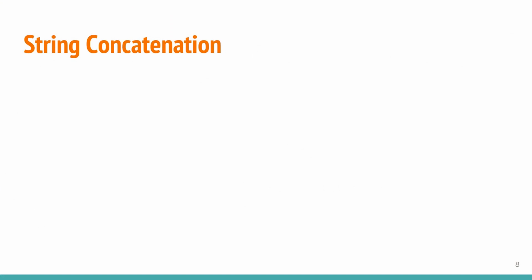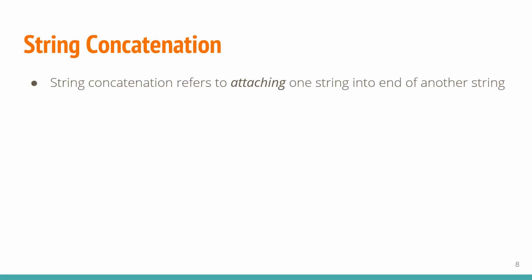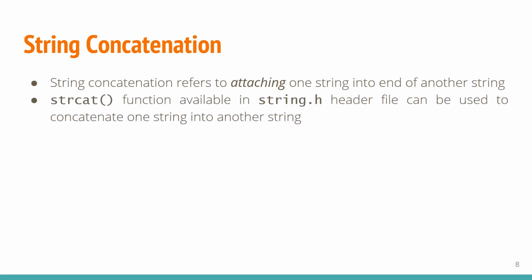Next, we will see what we mean by string concatenation. String concatenation refers to attaching or adding one string to the end of another string. What's the difference between string concatenation and string copy? In string copy, we copy the entire content of the first string into the second. However, in string concatenation, we are attaching one string to the end of another string. There is one built-in function called strcat, which is available again in the string.h header file, which can be used to concatenate one string into another string very easily.